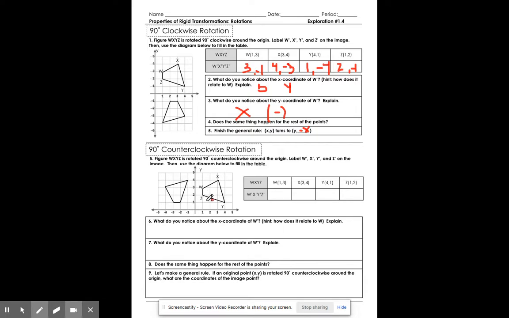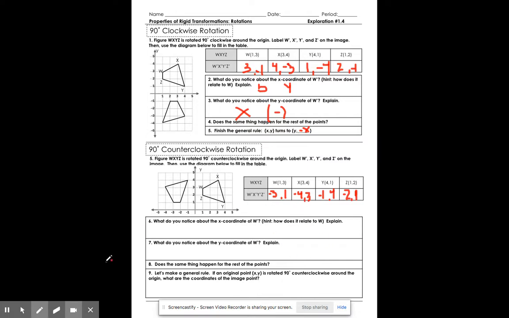Cool. And we can also come down here and look at what happens when it's counterclockwise. We have our W, Z, and so our W will become, let's look at this, (-3, 1). Again, our points switched, but this time our Y became the negative. So this one we can assume will become (-4, 3), this one will become (-1, 4), and this one will become (-2, 1). That's our rule when we're working with rotation. We can also use protractors to figure this out.